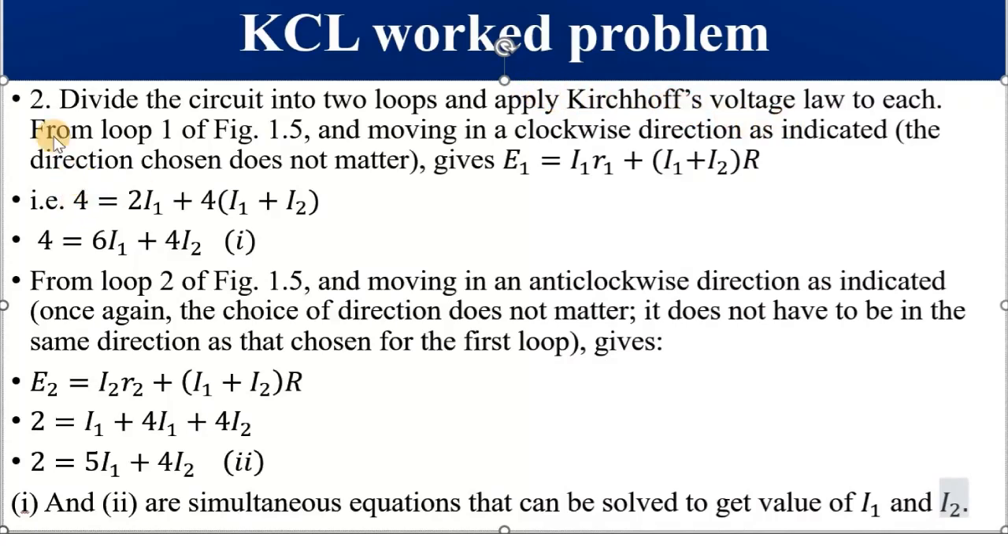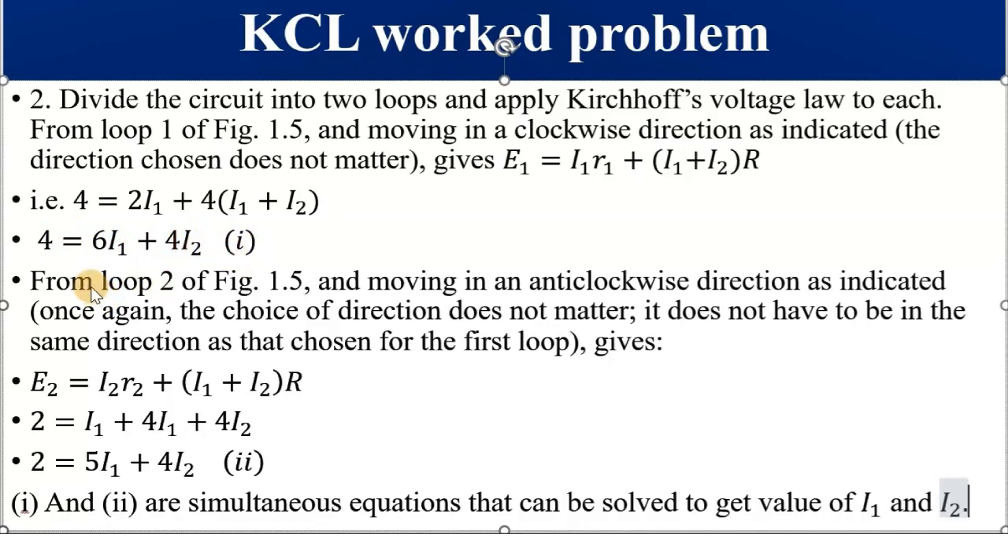And as we can see, E1, which is the first source, this is the sum of e.m.fs in loop 1, and we are saying this is equal to the sum of two voltage drops, I1 R1, which is the voltage drop across R1, and (I1 plus I2) times R. This gives a voltage drop across R when you are in loop 1. Then if we put some values, we are going to end up with this equation: 4 volts is equal to 6I1 plus 4I2.